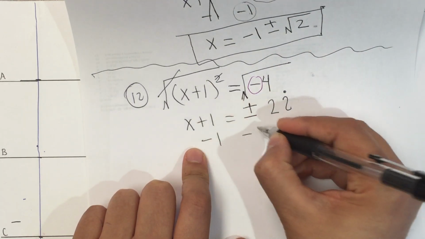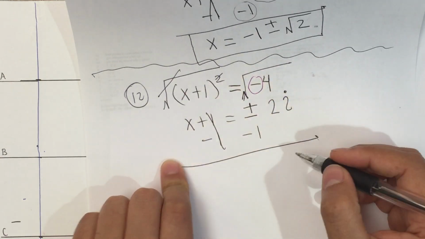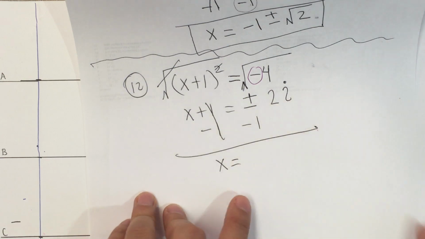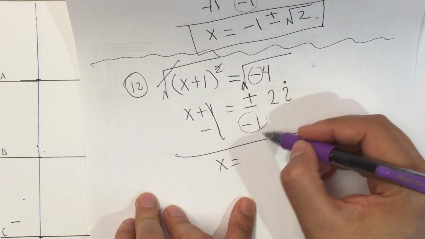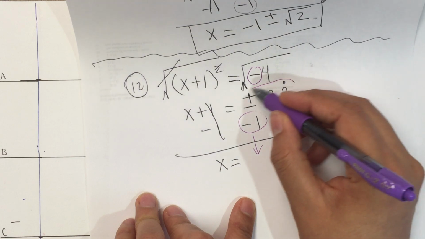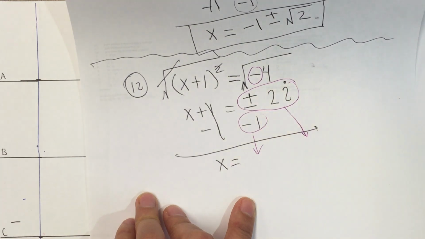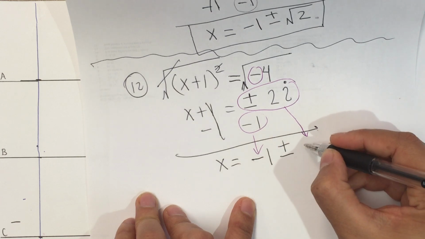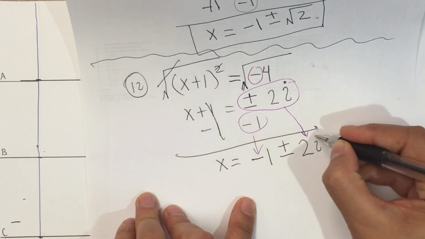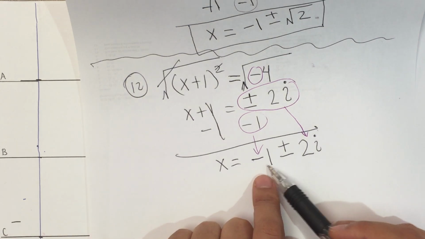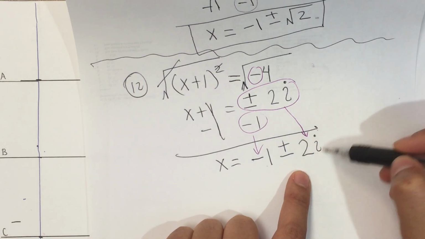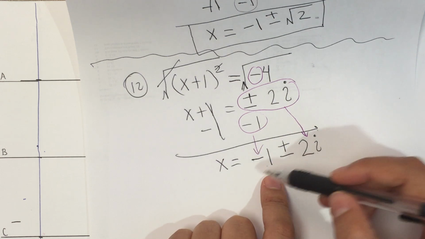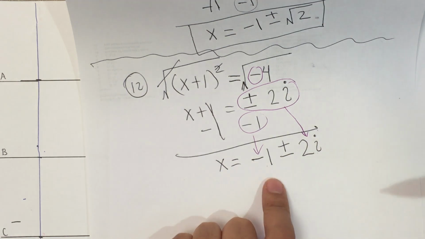We subtract 1 from both sides. That cancels. And so x equals, we bring down this like that, and then this in front of it. Okay? It's going to be negative 1 plus or minus 2i. So we cannot combine these, and the reason is because this has a variable and the negative one doesn't have a variable. So they're not like terms, we cannot combine them.